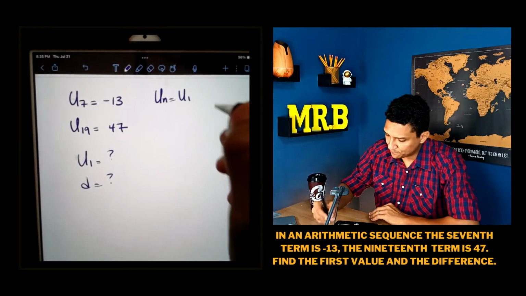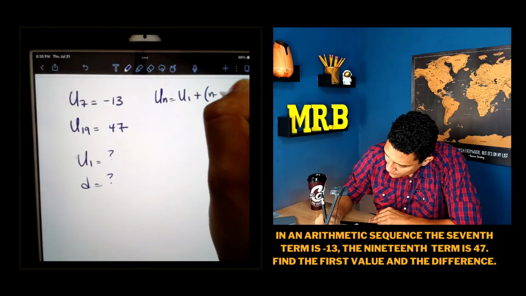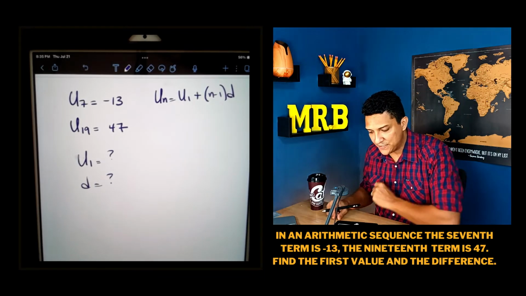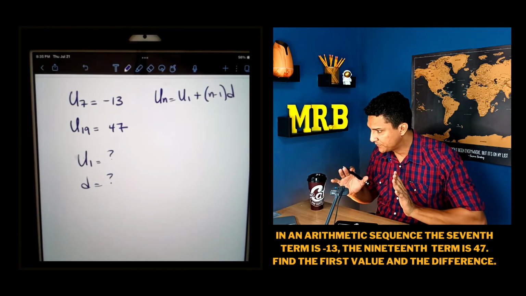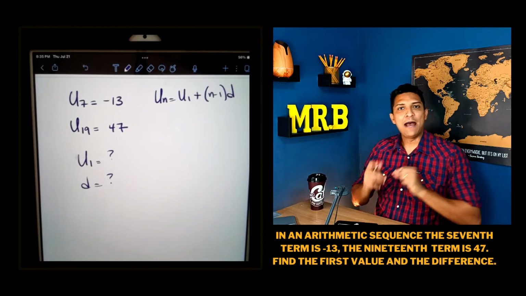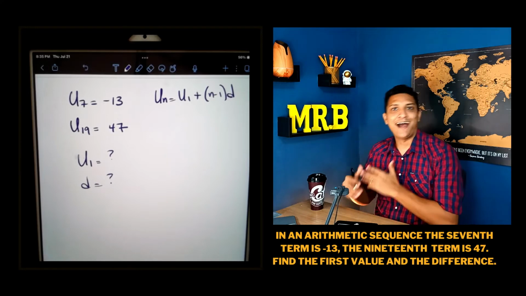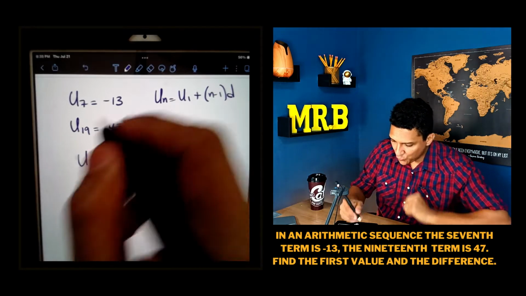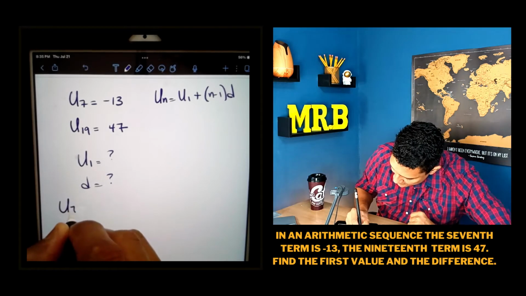So I was saying that I'm going to write the equation. Un equals U1 plus (n minus 1) times d. Perfect. Now, what I'm going to do with this equation is replace the information that I know for each of the two terms. So first, let's work with the seventh term.